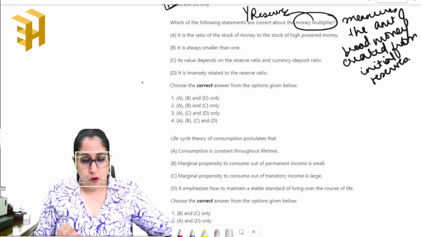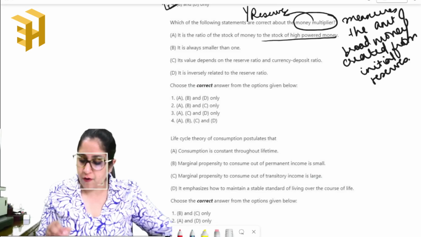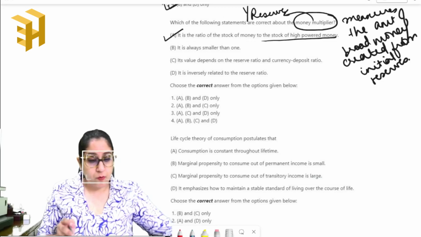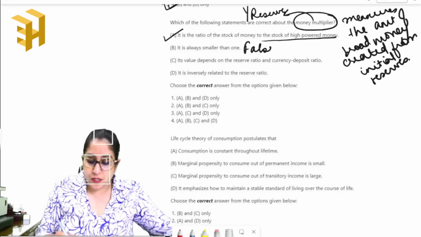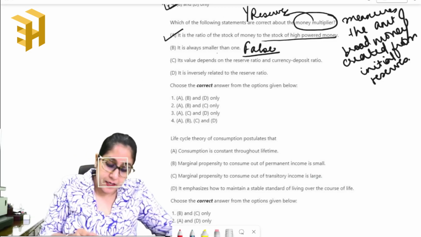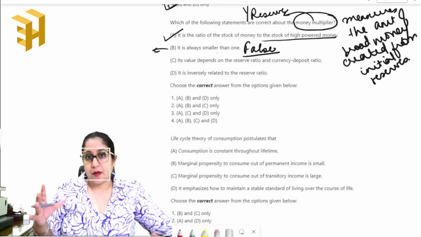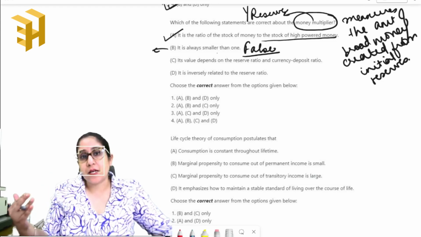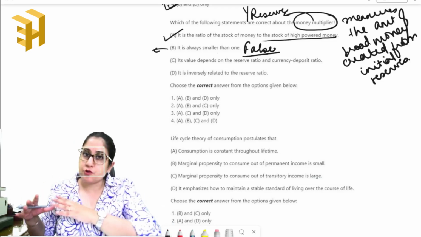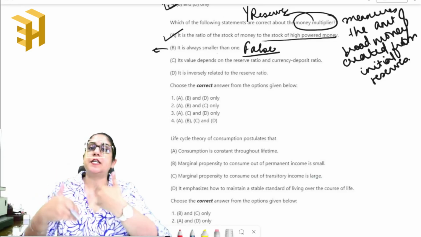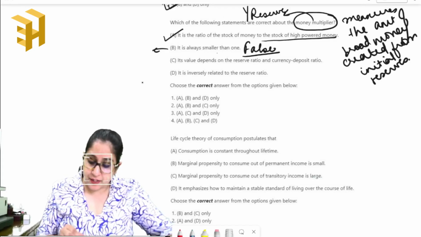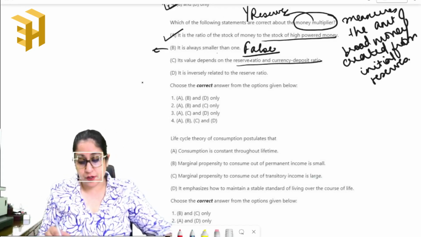It is the ratio of stock of money to the stock of high powered money. This statement is right. It is smaller than 1. No, this statement is actually false. Money multiplier basically measures the bank's capacity to create money out of the high powered money. So banks simply keep a small reserve out of it and start creating credit money out of it. So B is false.